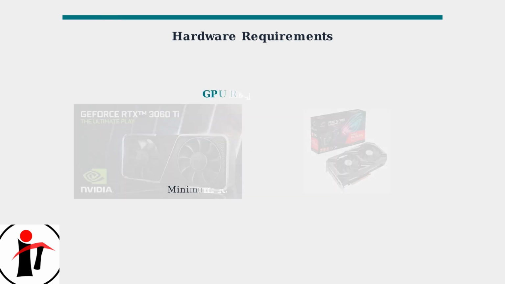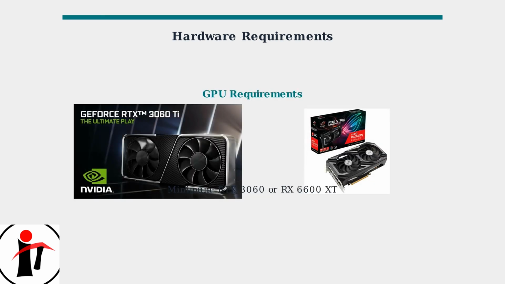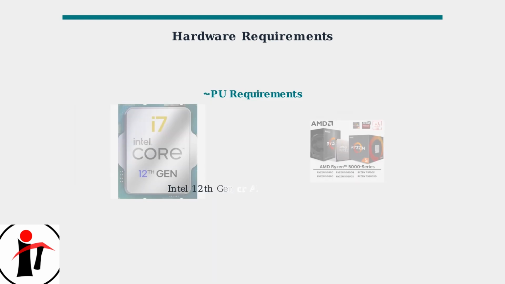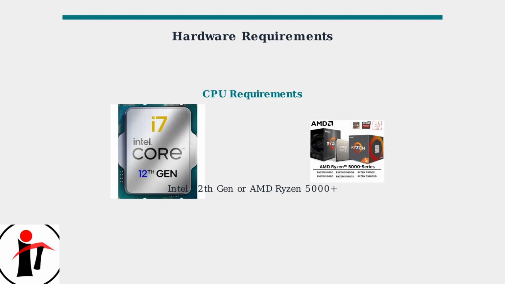Your graphics card should be at least an RTX 3060 or RX 6600 XT to maintain consistent 240 frames per second in competitive games. You also need a modern CPU like Intel 12th generation or AMD Ryzen 5000 series or newer to prevent bottlenecks and ensure smooth performance.